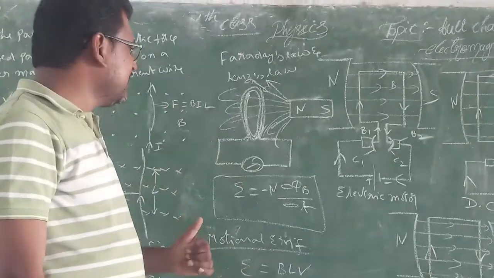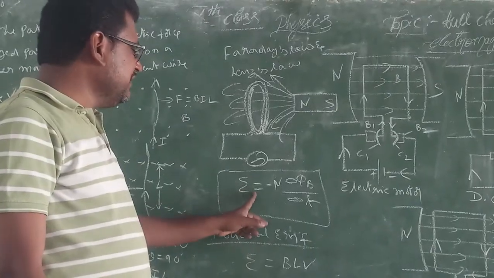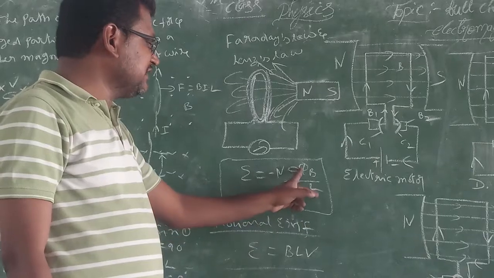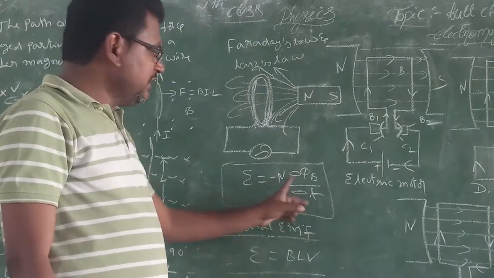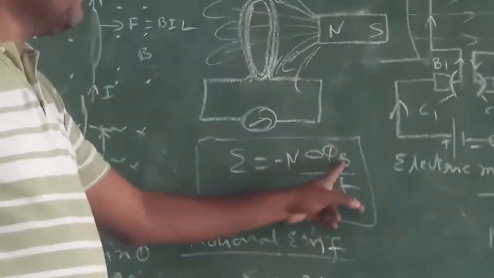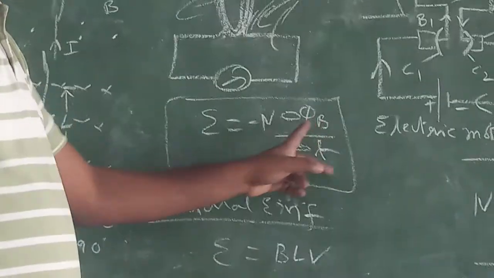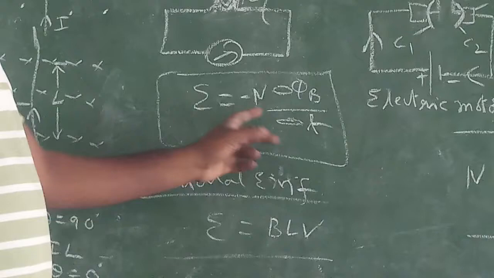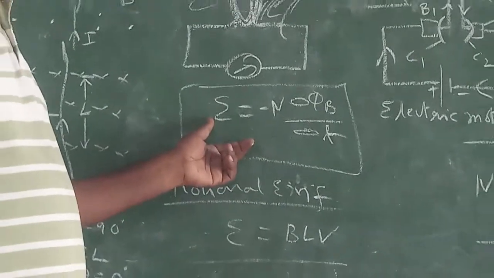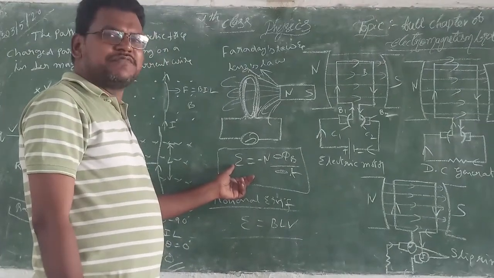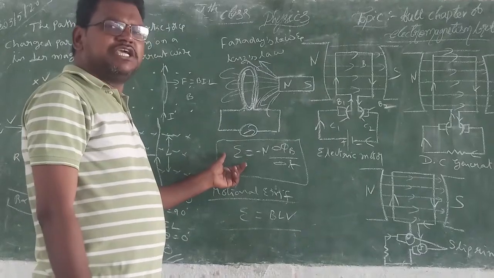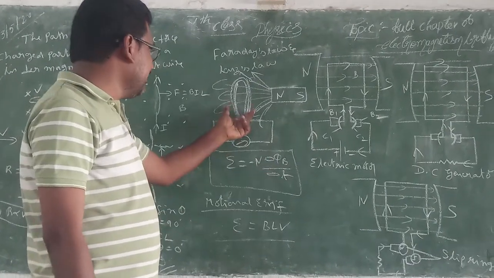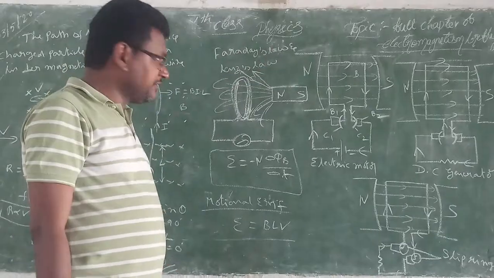The expression for that is induced EMF E equals minus N into delta phi B by delta T. Here N is the number of turns, delta phi B is the change in magnetic flux, and delta T is the time taken for that change in magnetic flux. So this is Faraday's law of electromagnetic induction. According to Faraday's law, the induced EMF is equal to the rate of change of magnetic flux through a coil.